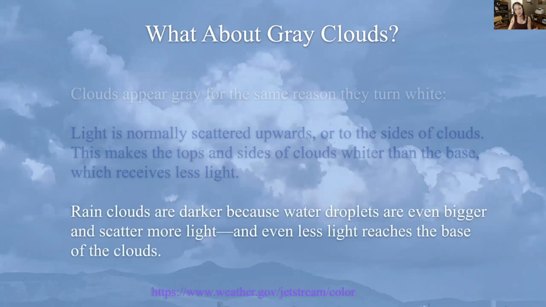And the rain clouds that are ready to rain look a lot darker because the water scatters more light, and even less light reaches the base. So again, that is why clouds are gray or white. It's the scatter of the light.